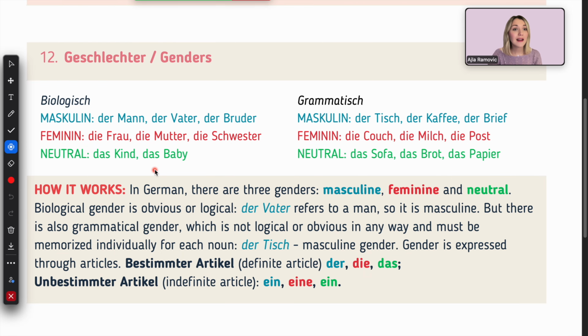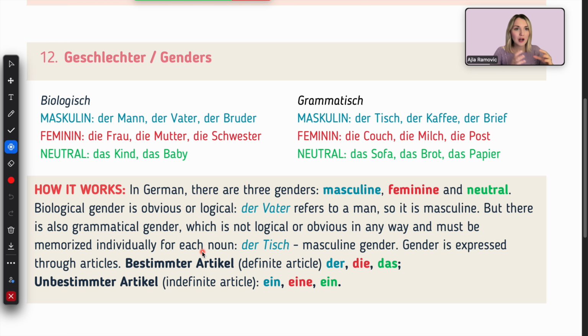But unfortunately, not many German nouns have biological gender. Most of the nouns have grammatical gender, which means that the gender will not be as obvious as in biological gender. We already touched a little bit on grammatical gender, so what is that? There is also grammatical gender, which is not logical or obvious in any way and must be memorized individually for each noun. And this is where problems start.